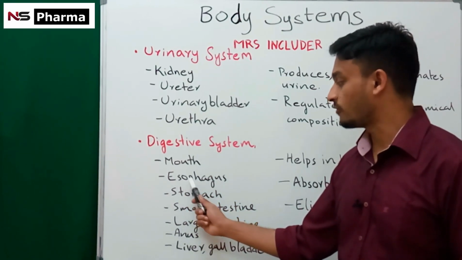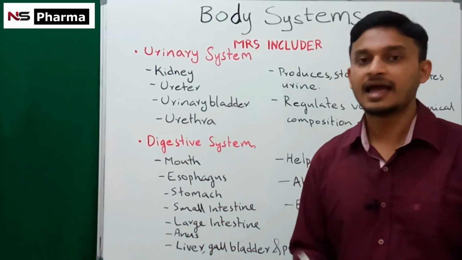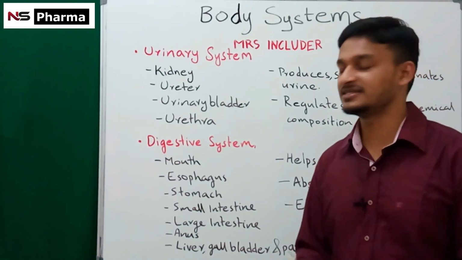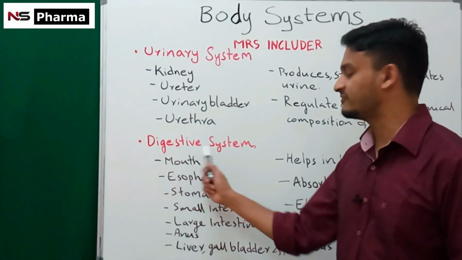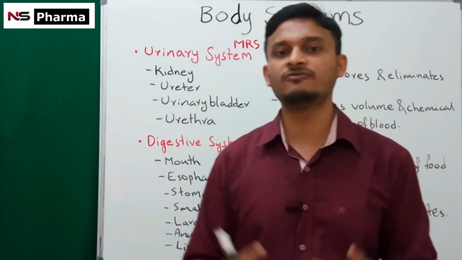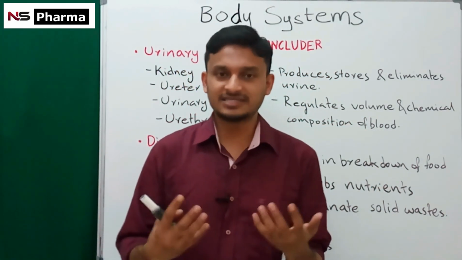Mouth, esophagus, stomach, small intestine, large intestine, anus. Then liver, gallbladder and pancreas. These are the different parts of the digestive system. Now we will see the different functions of the digestive system. What are the functions of the digestive system?